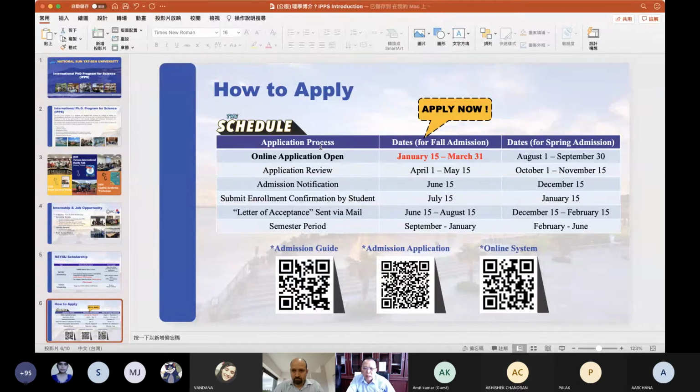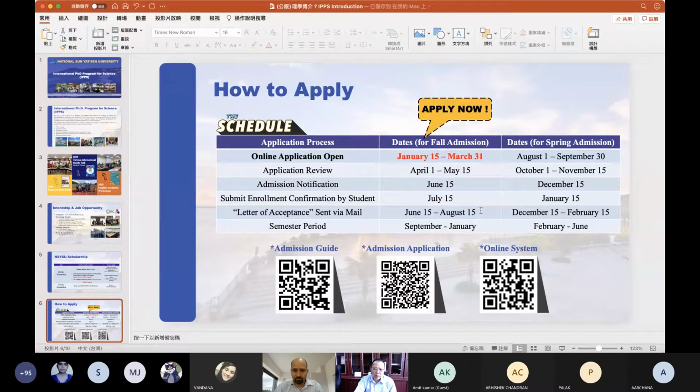And we have two admissions. So one is fall admission, and another one is spring admission. So right now, by the end of March 31, you can apply for the fall admission. And then we are going to go to the review after you apply, and we will notify you by June 15. And you need to submit the enrollment confirmation by July 15. And the letter of acceptance we will send to you, and then you can apply for the visa.